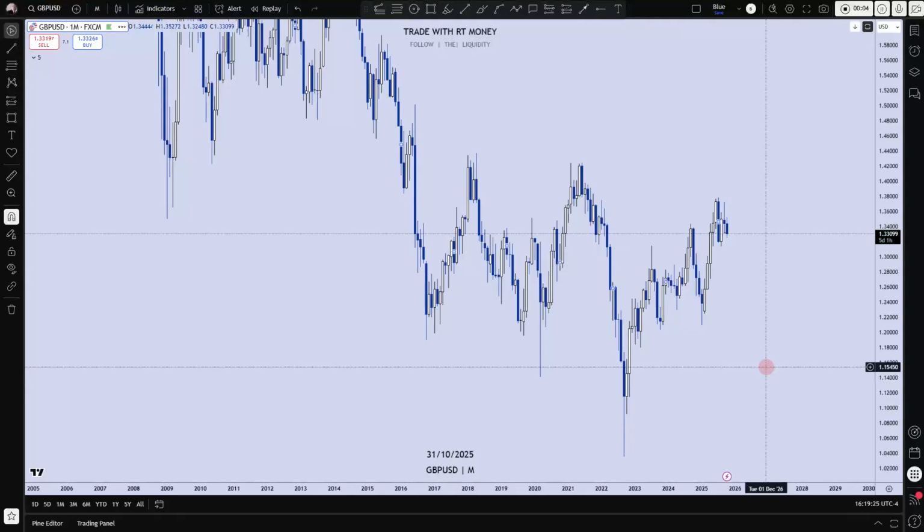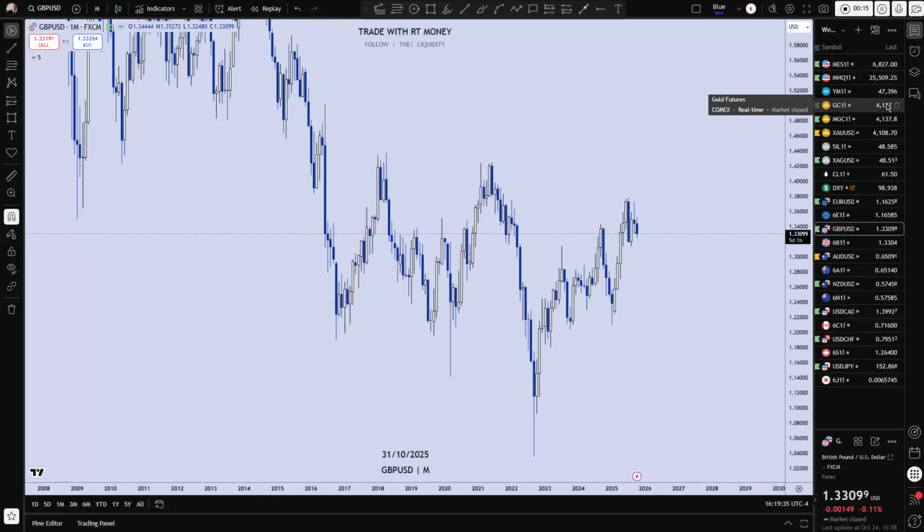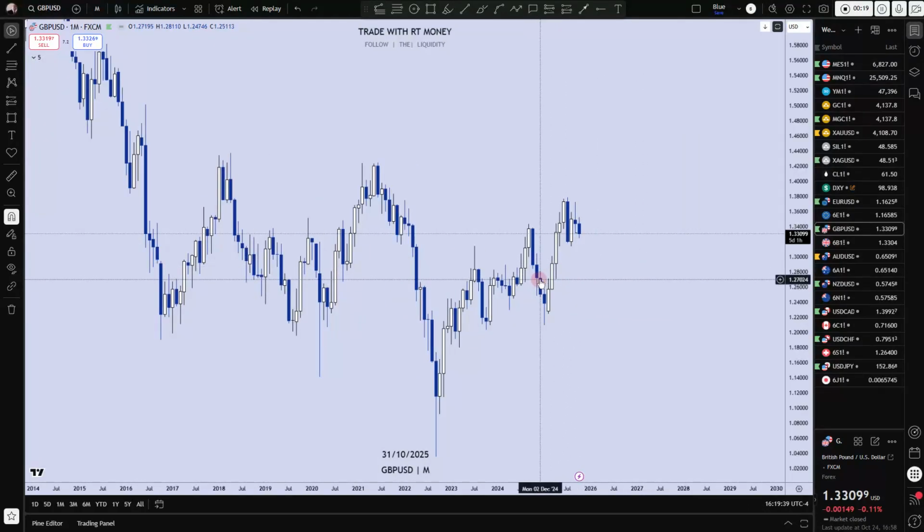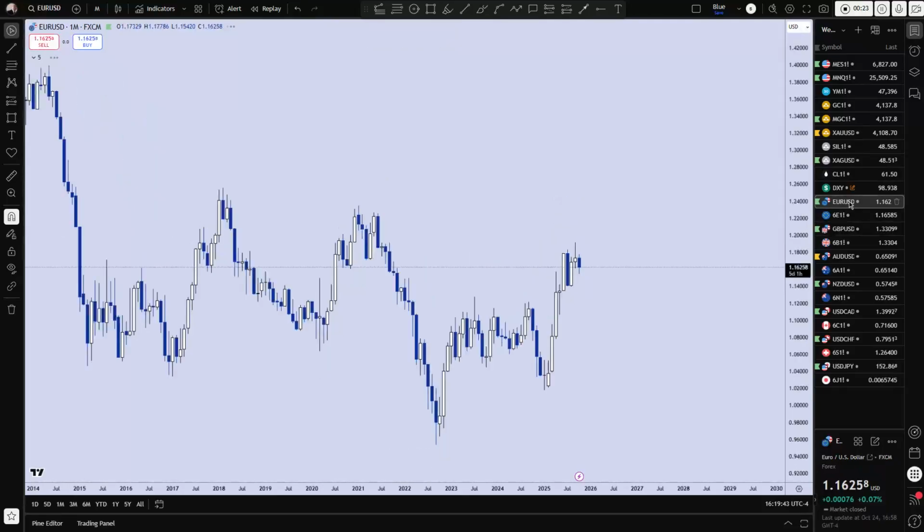We're looking at the pound, Cable. That's what we're looking at. Now, I like Cable this week. You heard me. All right. Why? Look at this. Compare it. Look at this. Look at it now. Compare it to the Euro USD.